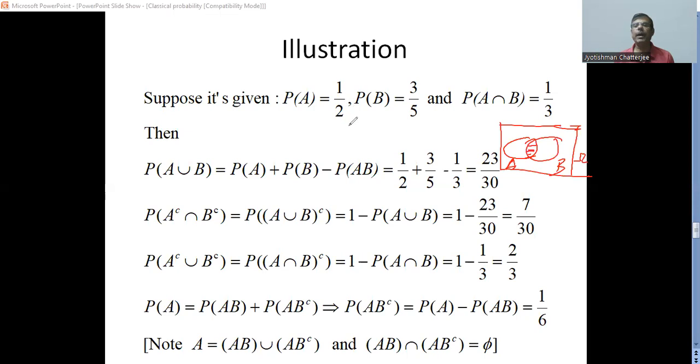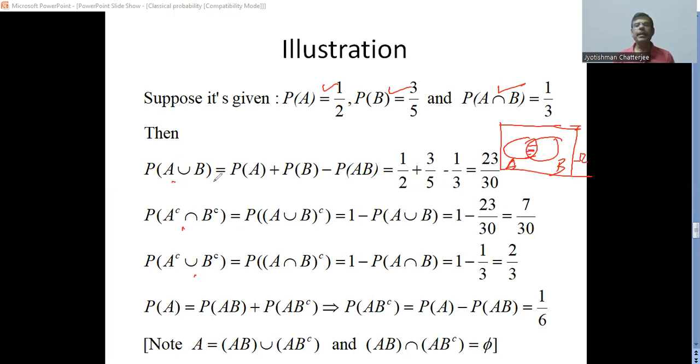P(A) is equal to half. P(B) is equal to 3 by 5. Intersection probability is 1 by 3. Then how do you find out the following things? This, or this. Let's see one by one. That way, the rules will be revisited and you will get a better grip on those rules, because those rules often help you to find out the probabilities.